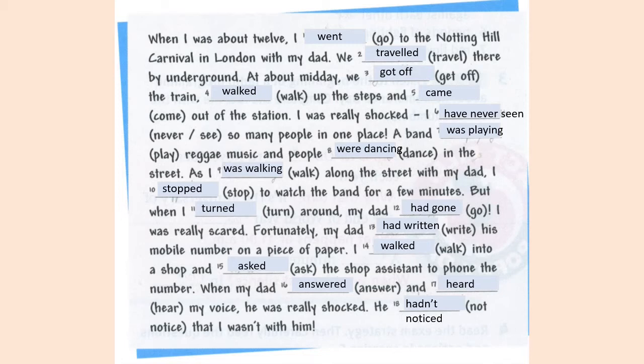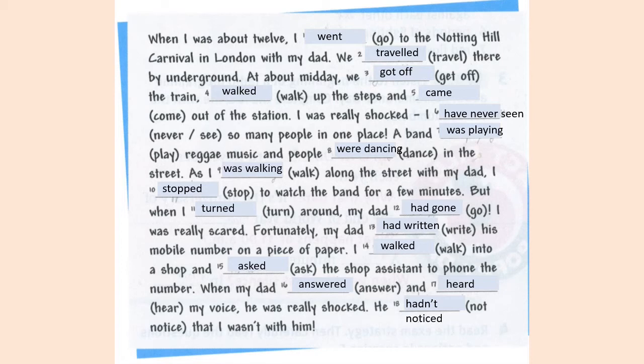Giving background information. As I was walking along the street with my dad, then this action gets interrupted. I stopped to watch the band for a few minutes. But when I turned around, my dad had already gone. I was really scared, but fortunately, my dad had written his mobile on a piece of paper.